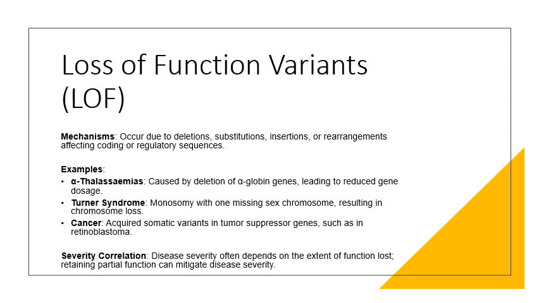Turner syndrome is a chromosomal aneuploidy characterized by the loss of one sex chromosome, resulting in developmental and reproductive abnormalities in the carrier. And cancer, which involves acquired somatic mutations in tumor suppressor genes, such as the RB1 gene in retinoblastoma, which lead to uncontrolled cell growth. The severity of a genetic disorder often correlates with the extent of functional loss. Partial retention of function can reduce disease severity, while complete loss typically results in more severe outcomes in the patients.